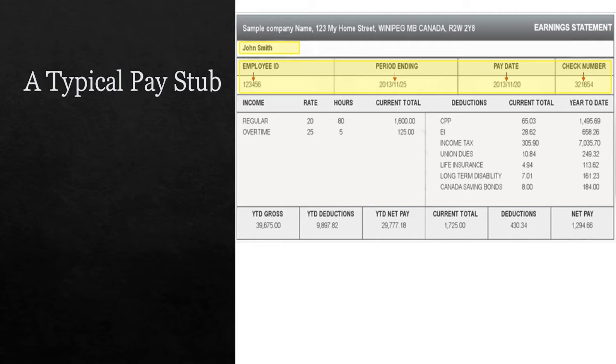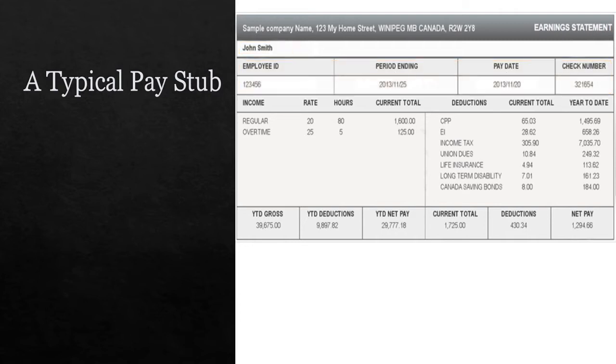Now this one actually has a little mistake on it. The pay date will be the day that you will either get a direct deposit or that you can deposit your check that you get from your company. And this pay date is actually a little bit earlier than when the period ends. So that doesn't really make sense. I think that this is a mistake on this pay stub. So it's good that we kind of caught that. And the check number, in this case, this person is actually getting issued a check, and the number is 321654.